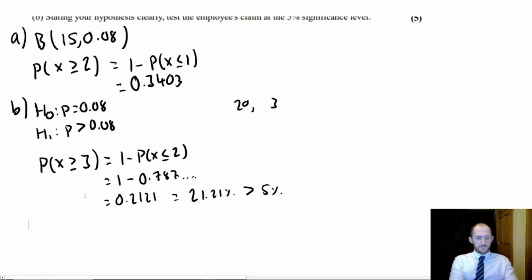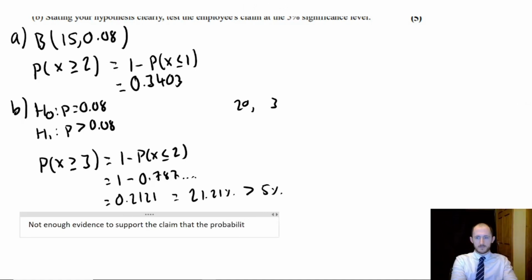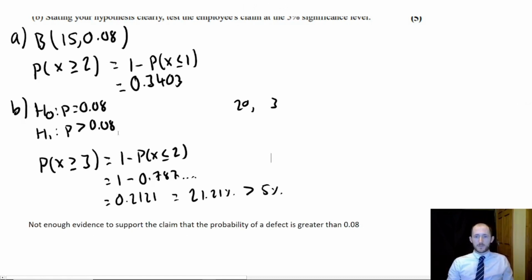All we need to do is write accept H0, or there's not enough evidence to support the claim that the probability of a defect is greater than 0.2. And that's it. So you get a mark for doing this, a mark for the hypotheses, and you get 3 marks basically for the working out and writing all this down. It's pretty quick. It's not too bad at all. So again, we're going to start slowly speeding up to make sure this is all okay.